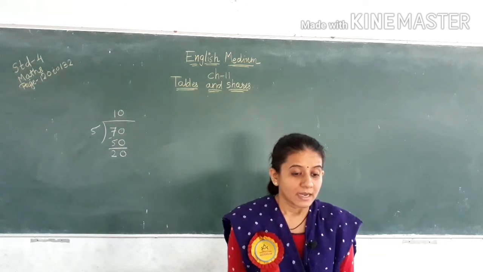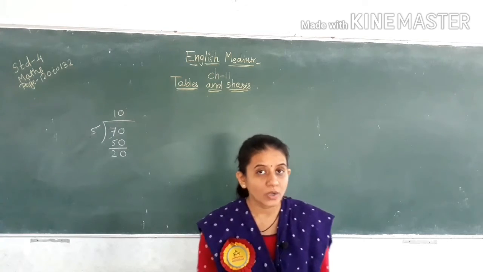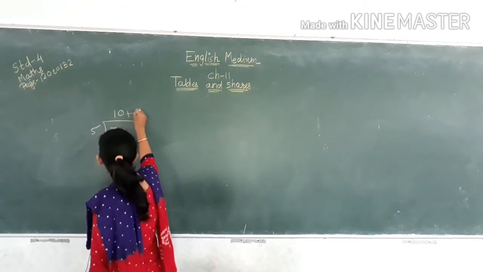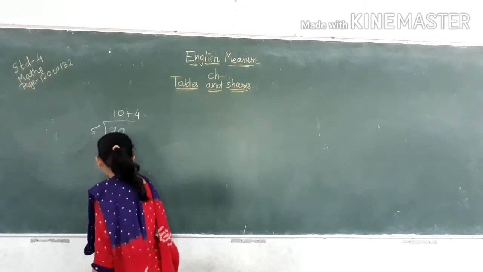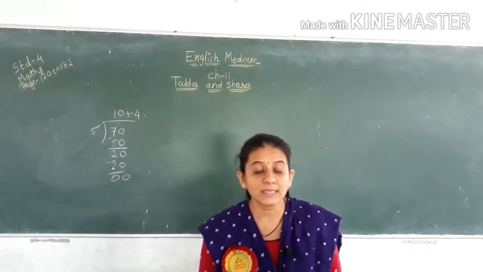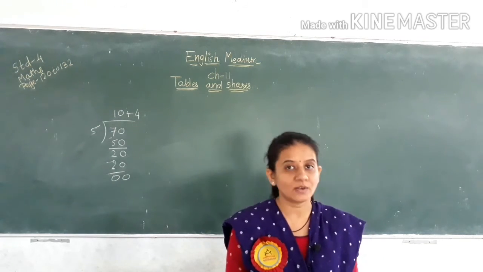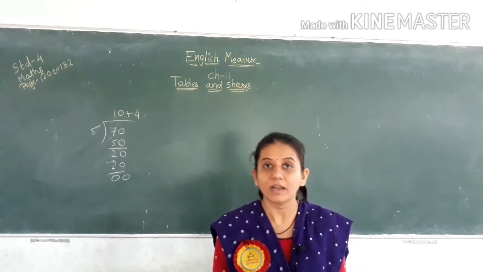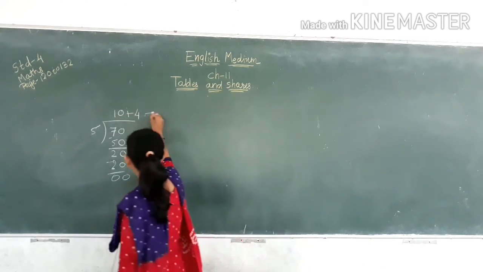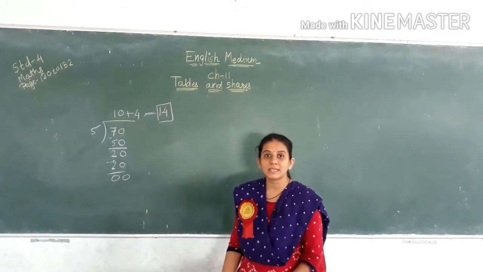Rashi completes it like this. She says, I gave 4 more rupees to each. That means 5 4s are 20. So here 0, no rupees left, and all the money is divided equally. So each person gets 14 rupees.